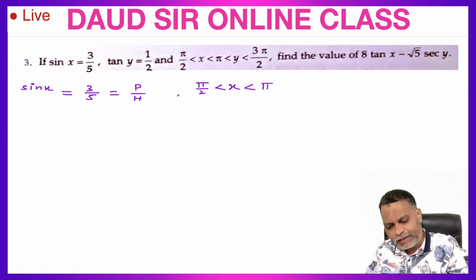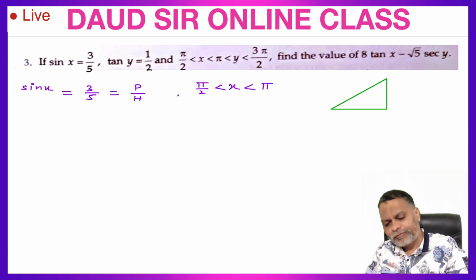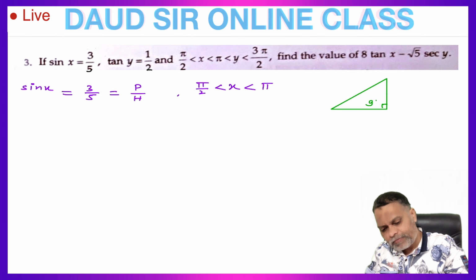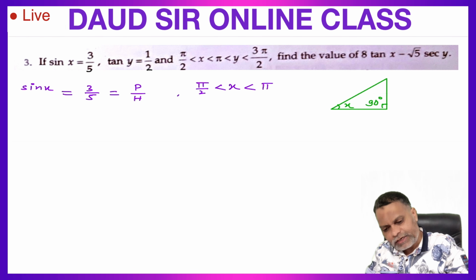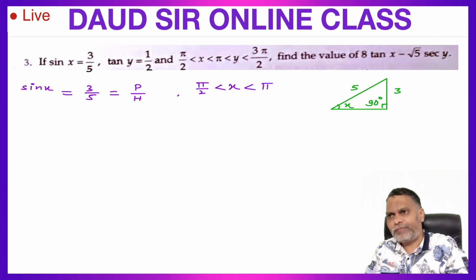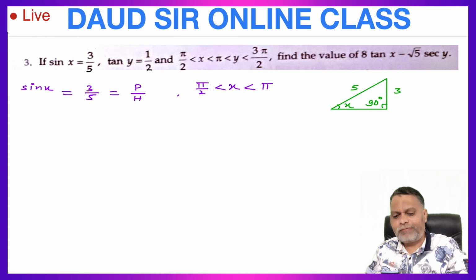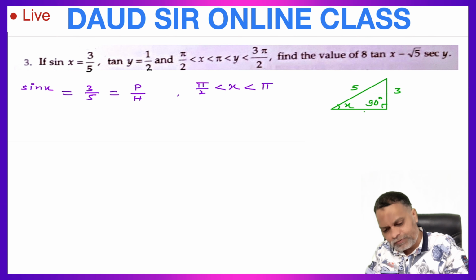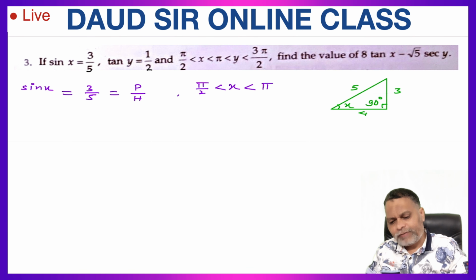Make one small right angle triangle. This is 90 degree and take this angle as x. For this x and 90, this is the base, this is the perpendicular and this is the hypotenuse. So perpendicular 3, hypotenuse 5. Calculate this third side by using the Pythagoras theorem. 5 square 25 minus 3 square 9, 25 minus 9 is 16. Square root of 16 is 4. So with the help of this triangle, we can write the value of tan x.